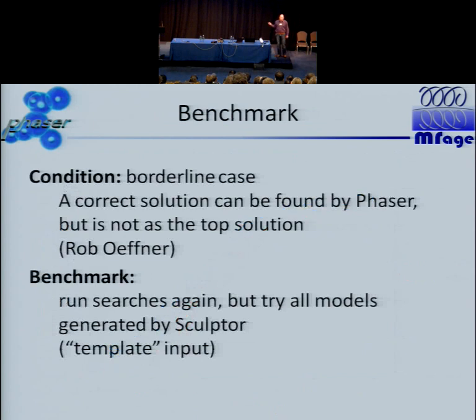So I made a very quick benchmark, which is again based on the calculations from Rob, and we defined the input as cases when Phaser has found the solution, but it was not the top solution, which is a subset of the cases that I showed before. Now we are running these searches again, but not just using the first model, but all the models that Sculptor is generating.